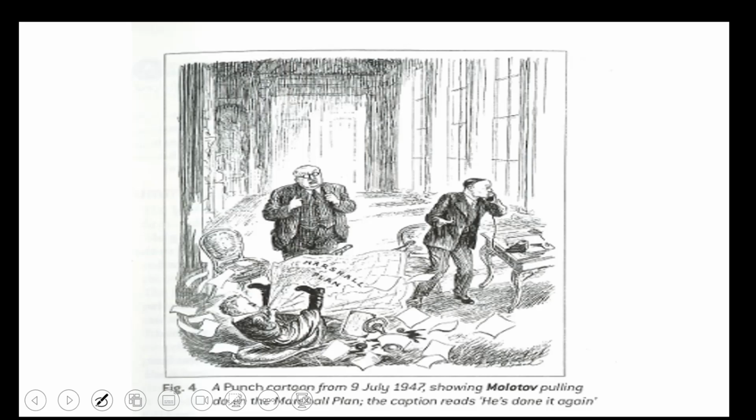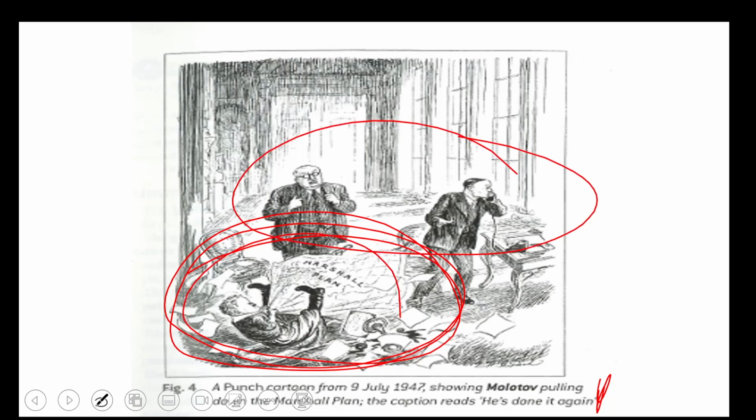Which I think is fascinating. And there's a lovely little cartoon here that you can look at, which is from Punch in 1947, that basically shows Molotov pulling down the Marshall Plan, and the caption reads, "He's done it again." And this is Molotov basically kicking off about the Marshall Plan and the Western anger at Molotov's decision to walk out of the Paris Conference in 1947.